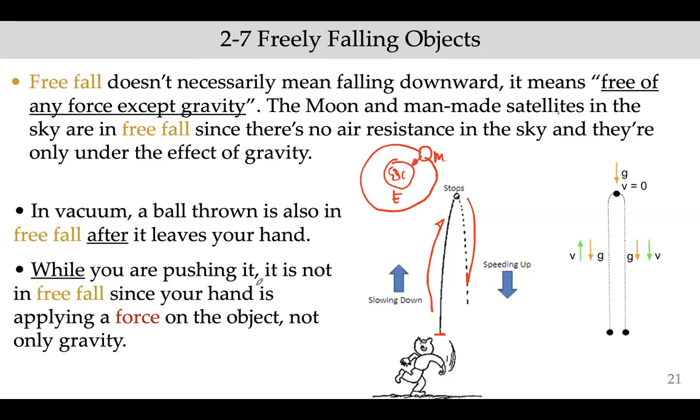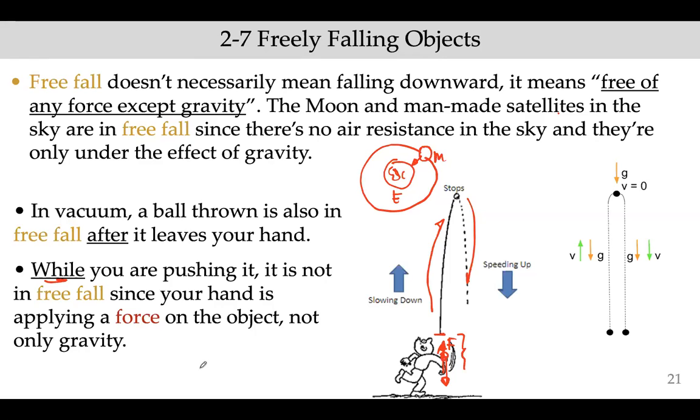While you are pushing it, so the ball is still in your hand and you are pushing it, you are basically accelerating it, giving it some initial velocity. So while you are pushing it, it's not in free fall. Why? Because the gravity is acting on it, but your hand is also acting on it. It's pushing it. There is a force because of your hand. So it's not in free fall during this motion, since your hand is applying a force on the object, not only the gravity.